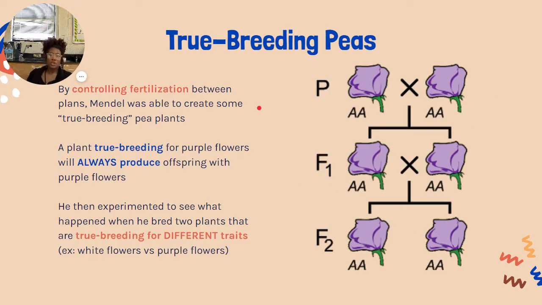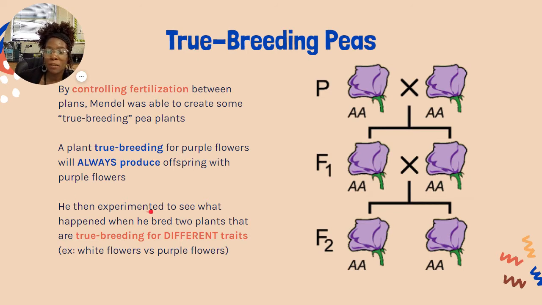So there are these things that are called true breeding plants. By controlling fertilization between plants, Mendel was able to create some true breeding pea plants. What does true breeding mean? Well, think of the name, true breeding. That means that it's going to always breed for whatever it's true breeding for. So if a plant always produces purple offspring, then that plant is said to be true breeding for purple. Okay?